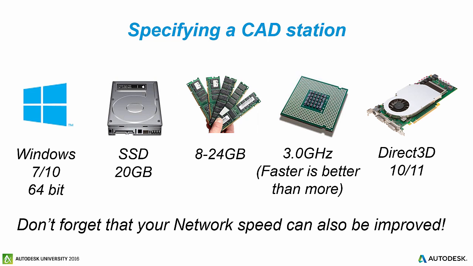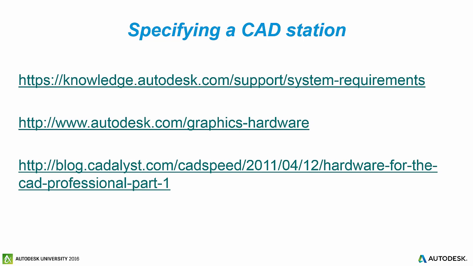Otherwise you may have a super fast desktop or laptop workstation, but it's spending ages getting the data on and off the network. So here are a couple of links. If you're specifying a CAD station, look for the system requirements on the Autodesk site. You can find the graphics hardware recommendations there as well. And I've given you a link here to Catalyst magazine. Catalyst magazine put together a fantastic blog for specifying workstations, going into way more detail than I've got time to give you here. But particularly if you're specifying something that's not an ordinary CAD station, like a render station or something like that, check this out.